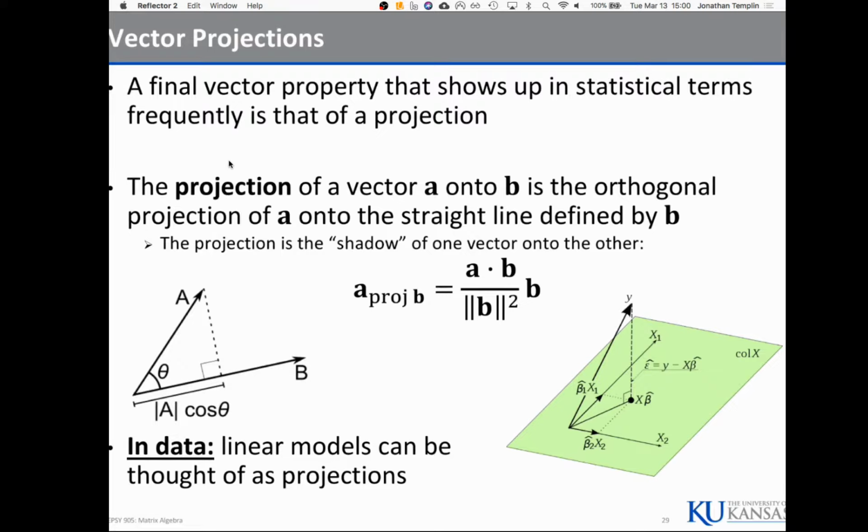We're almost done with vectors. But here's where regression starts to get interesting. We're going to talk about vector projections. What is a projection? If you have a vector A here and a vector B here, a projection is like thinking of if we were to go above B and shine a light down, it's where the shadow of A falls on B. There's a formulaic number that goes with it, but the projection of vector A onto B is the orthogonal projection of A onto the straight line defined by B. So here, we can talk about this as the projection of A onto B.